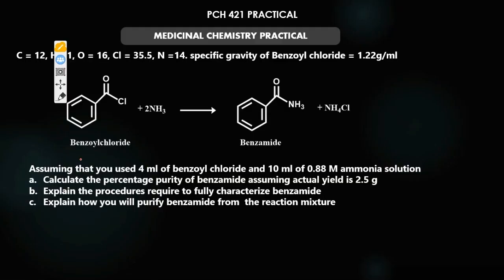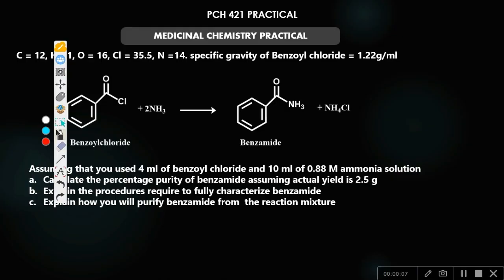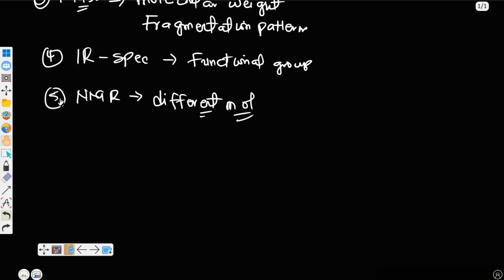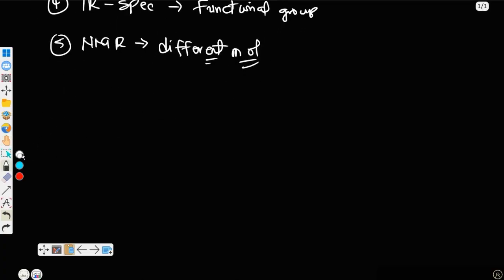All right, we have another question here that says, explain how you will purify benzamide from the reaction mixture. Now, when you get the reaction mixture, the first thing you need to know is that benzamide will form crystals in the reaction mixture. So how do you purify this? First of all, you filter it off, get the crystals. That is filtration to get the crystals.